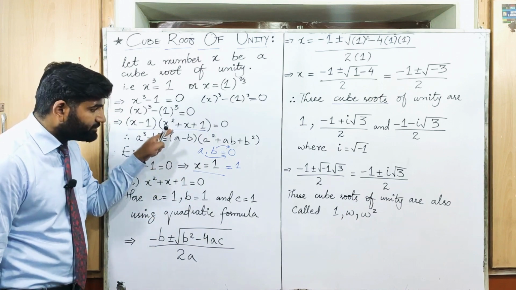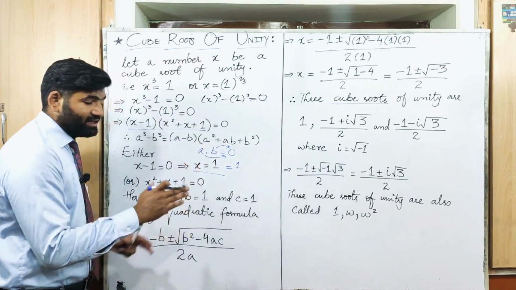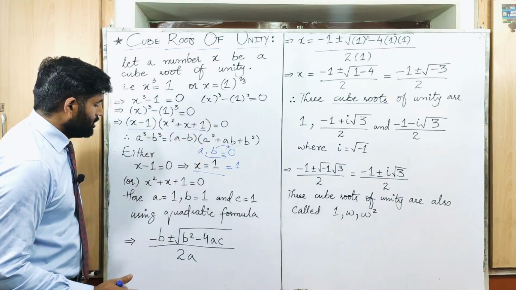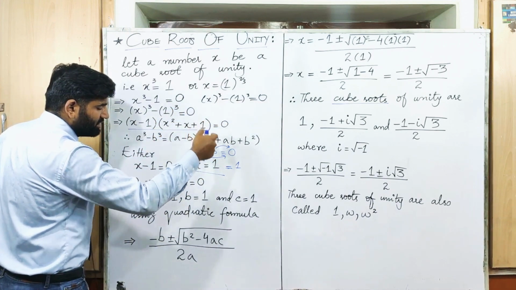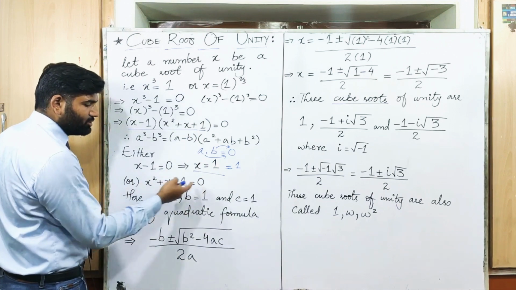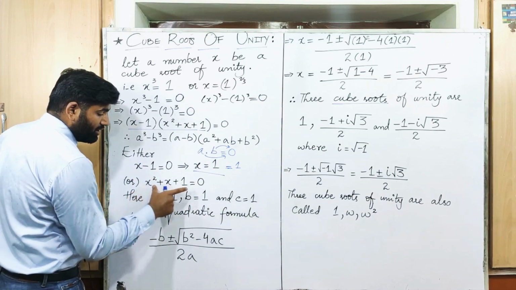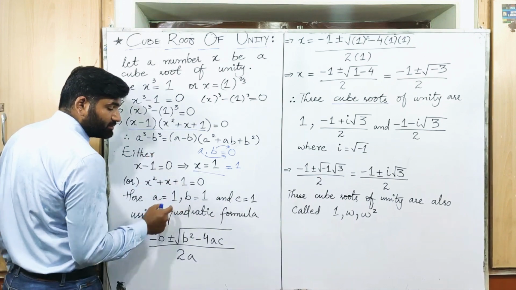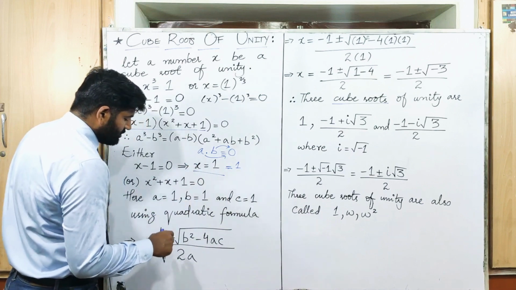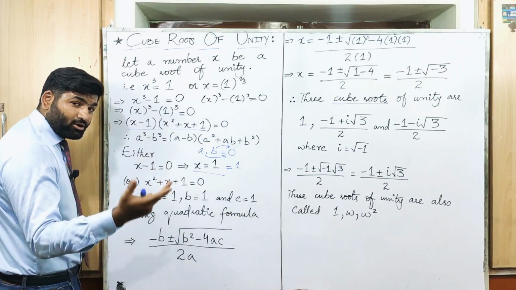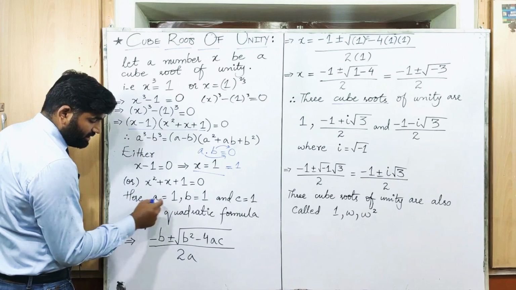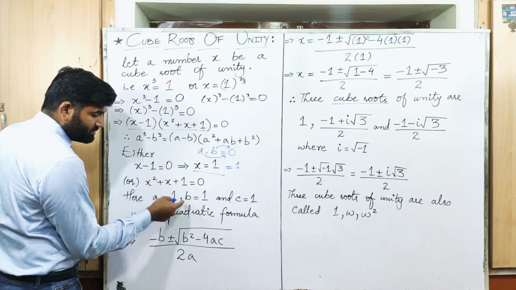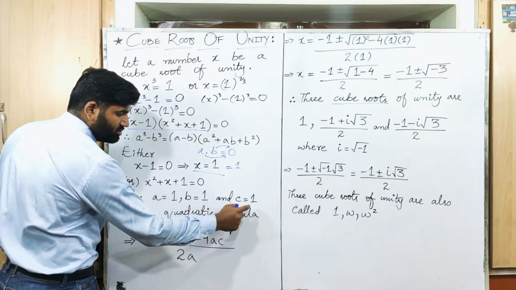Next we equate b to 0, which is x square plus x plus 1 is equal to 0. Now we can see that this is a quadratic equation where a, b and c, all 3 of them, are equal to 1. So solving this quadratic equation, a is equal to 1, the coefficient of x square, b, the coefficient of x, is also equal to 1, and the constant is also equal to 1.